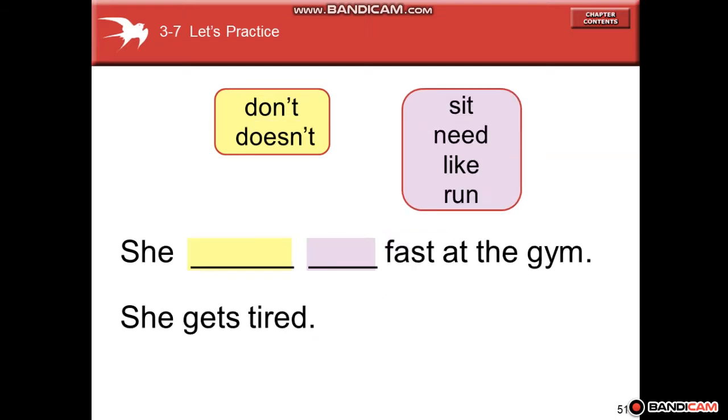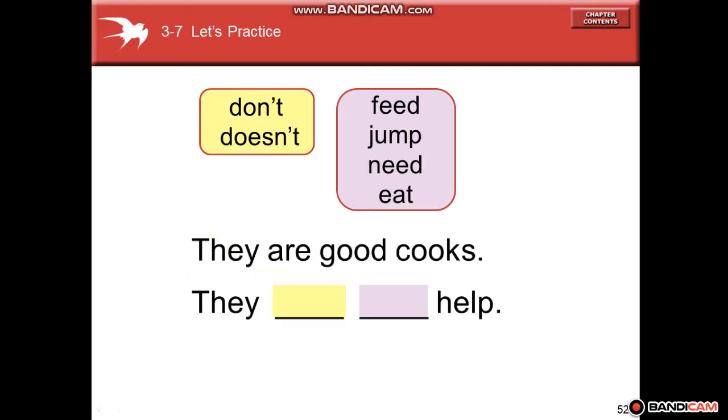Okay, now another sentence. She fast at the gym. She gets tired. Use the words from both the boxes. She doesn't run fast. Okay, she gets tired. So now this second part in fact sets the real context. It gives you a clue to the choices from among these two boxes. That's why I say pay attention to the context.